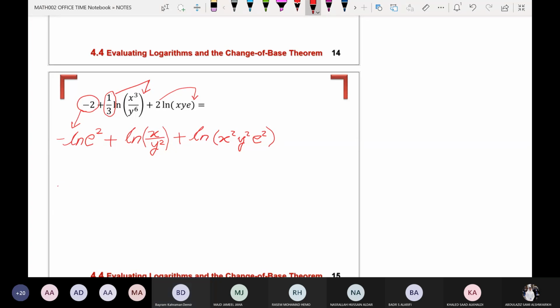Now, look carefully. We have ln, just make a fraction. So we have x over y square, multiplied by x square y square e square. They are all up. Below is only e square, because of the minus.